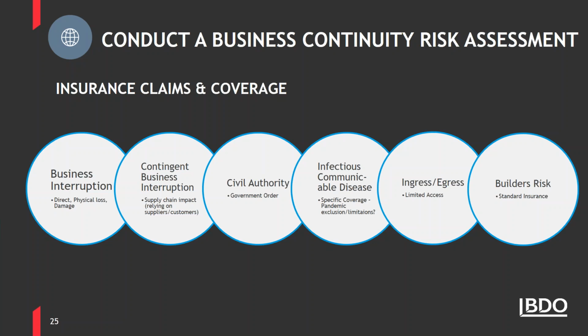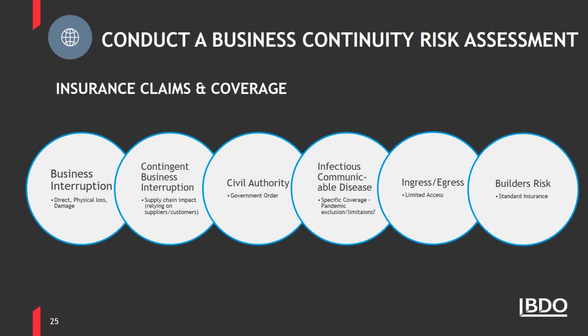Rather, the coverage is based on the interruption of the insured's business when an order of civil or military authority impairs access to the insured's property as a result of insured physical damage. Therefore, the coverage is generally contingent on actual physical property damage rather than fear of contagion.